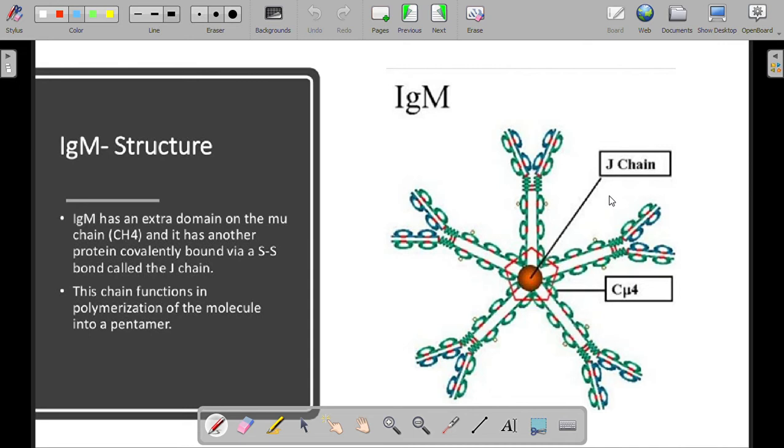So IgM has an extra domain on the mu chain, CH4. It has another protein covalently bound via a disulfide bond, called the J chain. The J chain's function is polymerization of the molecule in a pentameric manner. This is the main function of the J chain. Okay, important.